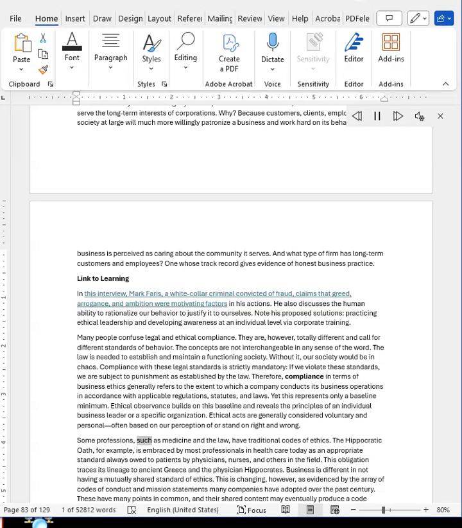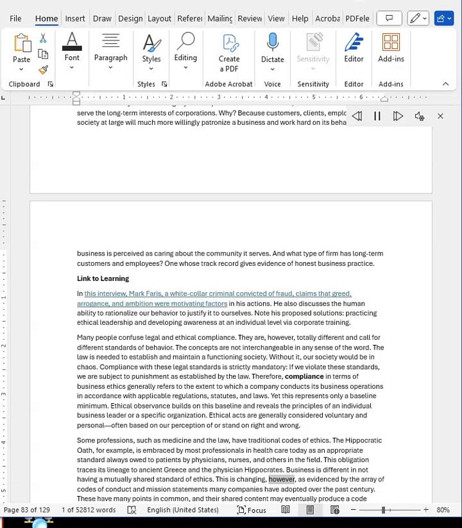Some professions, such as medicine and the law, have traditional codes of ethics. The Hippocratic Oath, for example, is embraced by most professionals in healthcare today as an appropriate standard always owed to patients by physicians, nurses, and others in the field. This obligation traces its lineage to ancient Greece and the physician Hippocrates. Business is different in not having a mutually shared standard of ethics.